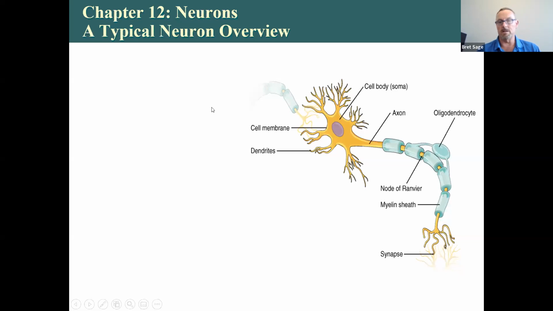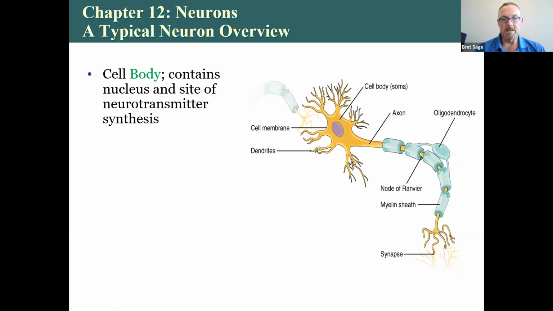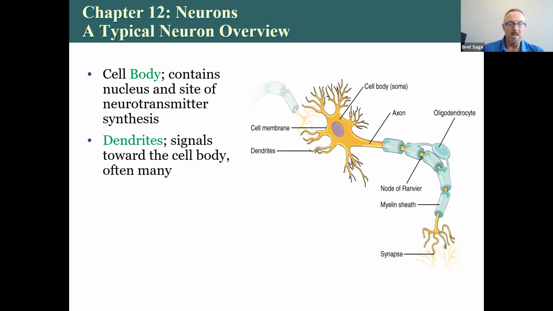Today we are talking about neurons and how neurons work. Different parts of a neuron. The cell body is the area that you see up there near the top. It's the site of the nucleus, just below where it says cell body, soma, and the site of neurotransmitter synthesis. We're going to be talking a little bit about what neurotransmitters are and what they are for.